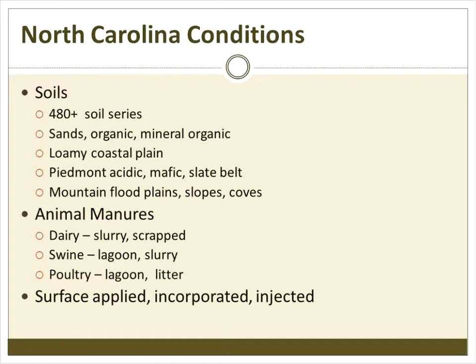We also have a range of animal types in North Carolina. Dairy, which primarily spreads slurry or scraped materials. Swine, which either has lagoon effluent or slurry, which is primarily the sludge. And poultry, primarily litter, but for some poultry layer operations, we have lagoons. Sometimes these materials are surface applied, sometimes they're incorporated, sometimes they're injected. It just really depends on the type of material that the producers are working with. So again, we have a great deal of variation in North Carolina.